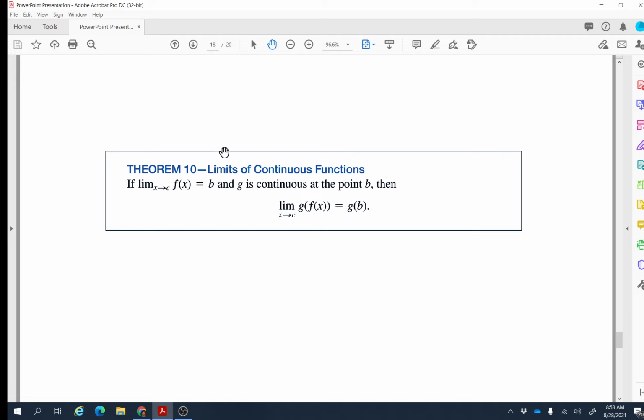So whenever we try to find out the limit of a composition function, finding the limit is very easy by using this theorem. If the limit of the function when x approaches c is b, and z is a continuous function at point b, so remember z should be defined at b, then we can find the limit of the function z at f of x, which is basically the value of the function at b.